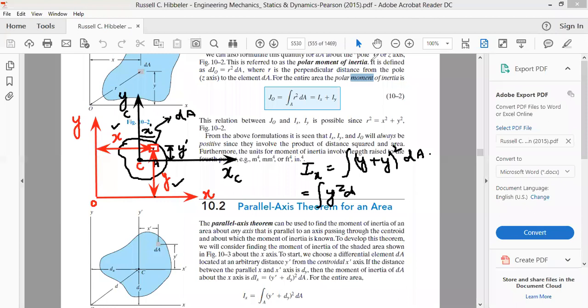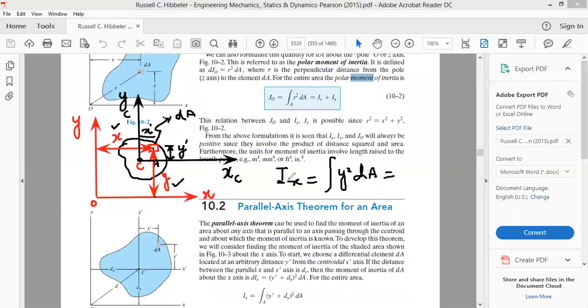Sorry, there is a little correction here that we need to make. I will repeat it. The moment of inertia about x-axis is equal to the integral of the distance of the centroid of the small area element from the x-axis, that is equal to y square dA. Yes, this is okay.